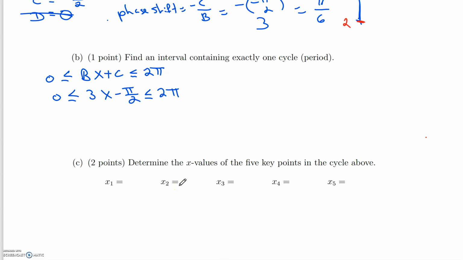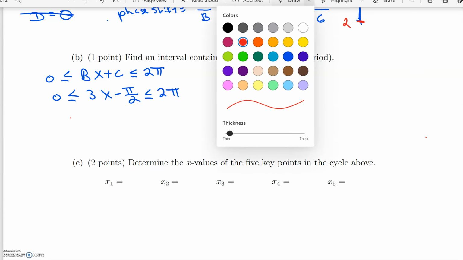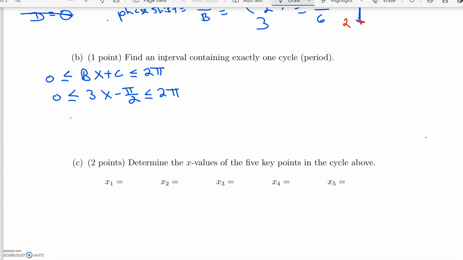Okay, so I found a mistake in my last video. That's why it ended abruptly. But I was right here about to solve this inequality. So let me pick it up right there, solving this inequality. So let's start with that. And we are trying to find an interval containing one cycle.